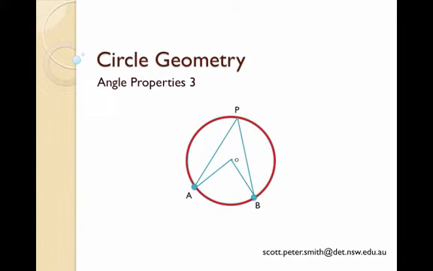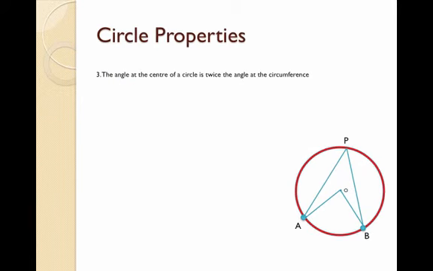In this video I will discuss the relationship between the angle at the center and the angle at the circumference if they are subtended by the same arc. It turns out that the angle at the center is always twice as big as the angle at the circumference. So if the angle at the circumference is, say, alpha, then the angle at the center will be 2 alpha.